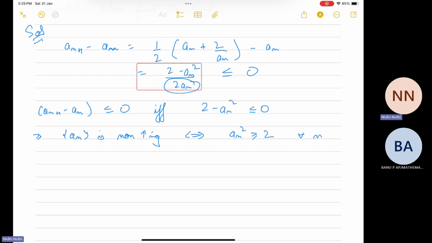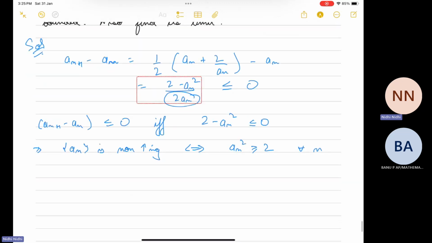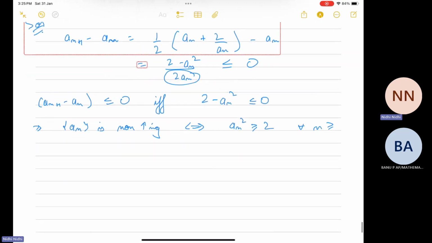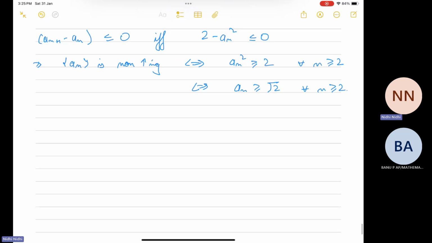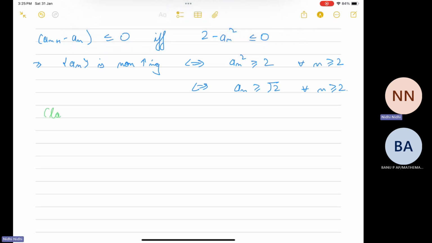For all n, we need to show that the sequence is non-increasing for all n greater than equal to 2. So we want this to be for all n greater than equal to 2. Now since an's are all positive, this will happen if and only if an is greater than equal to root 2 for all n greater than equal to 2. Now let us claim that an is greater than equal to root 2. Then only we'll be able to prove that the sequence is non-increasing.